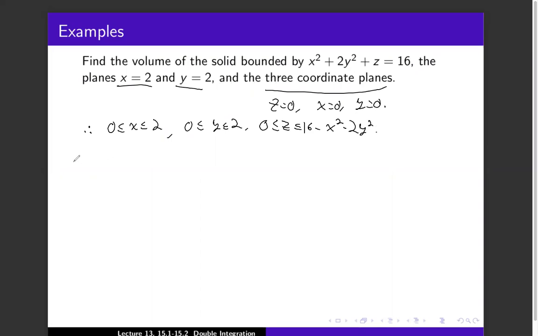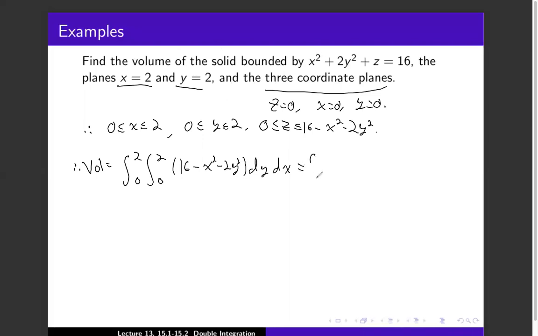Okay, so the volume, in other words, is the integral from 0 to 2 of the integral from 0 to 2 of 16 minus x squared minus 2y squared dy dx. I could have written dx dy. It really doesn't matter. You can do this in the exact same way either way. So if we do it in this way, what's this going to come down to?